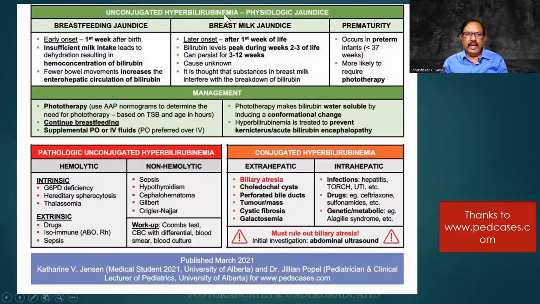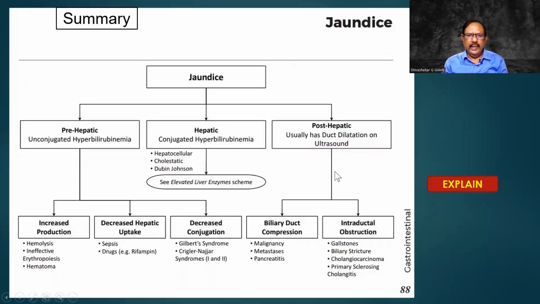There is an unconjugated hyperbilirubinemia, then a conjugated hyperbilirubinemia. What are all the conditions regarding the breastfeeding, breast milk, etc., prematurity? What is the management? And then the unconjugated, again, hemolytic, non-hemolytic causes, then conjugated extrahepatic and the hepatic causes. Thanks to this particular reference, they made a beautiful table of it. I would like you people to kindly go through. And this, in fact, is the climax. Now, you people will have to explain.